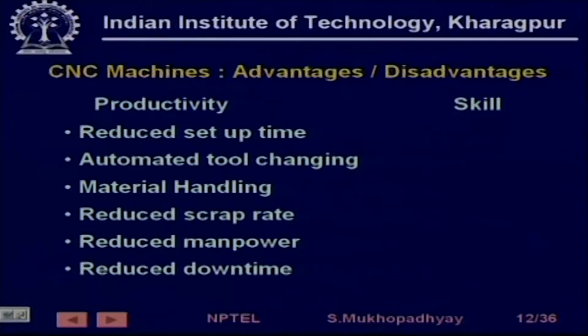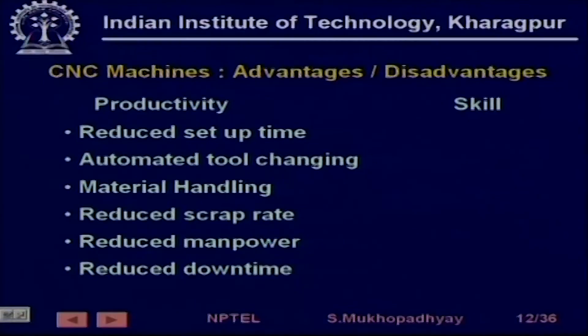So overall productivity is much improved due to reduced setup time and automated tool changing, which again reduces setup time, I mean unproductive time. Sometimes some of these machines will have inherent material handling. So, if you want to change a tool, the machine will stop, take out the tool, put it in the tool magazine, and bring out another tool. All this material handling work will be done by the machine itself.